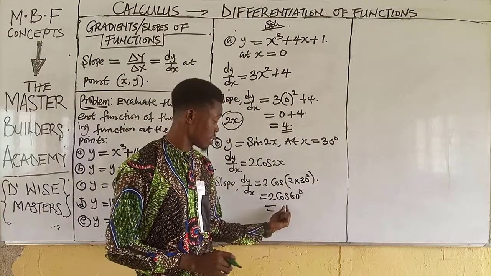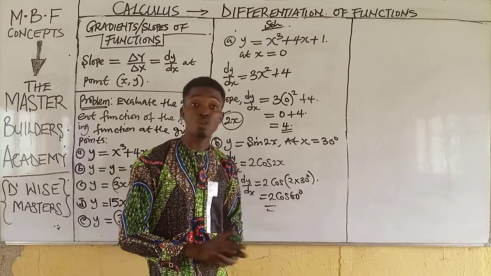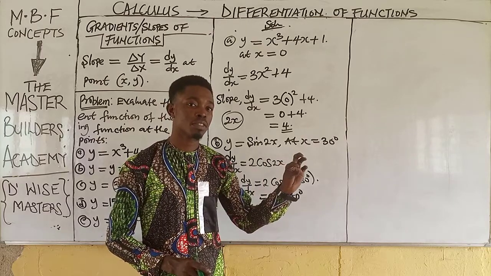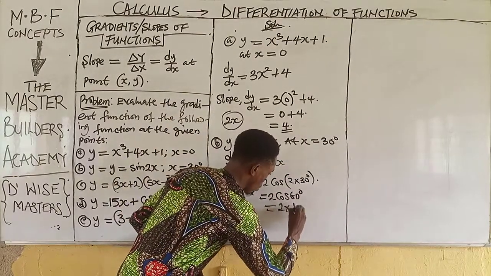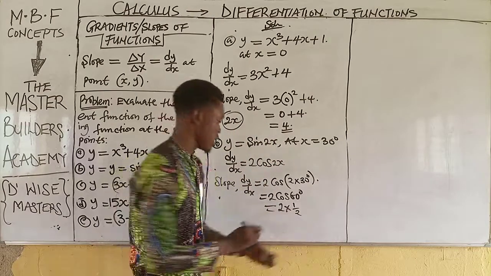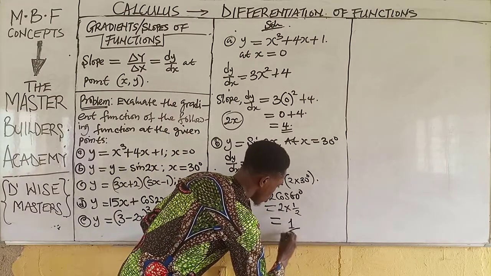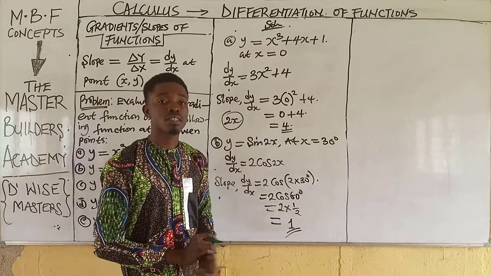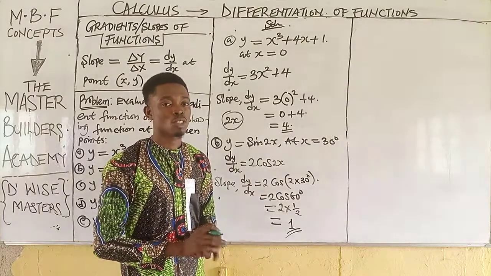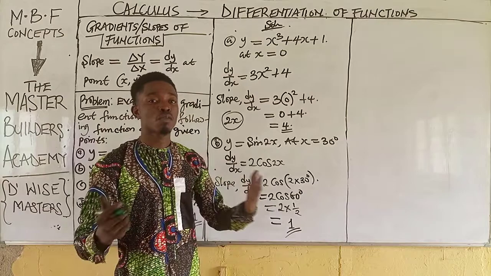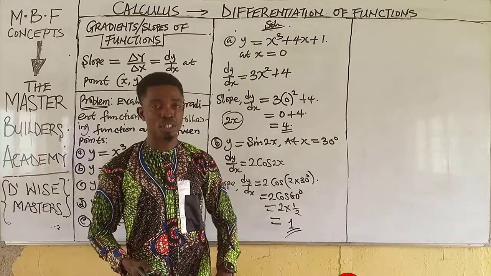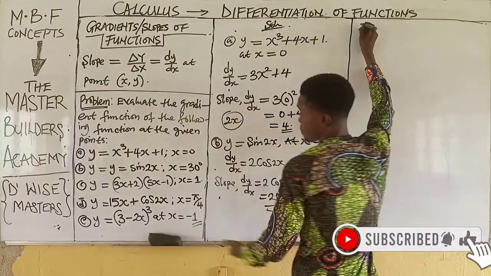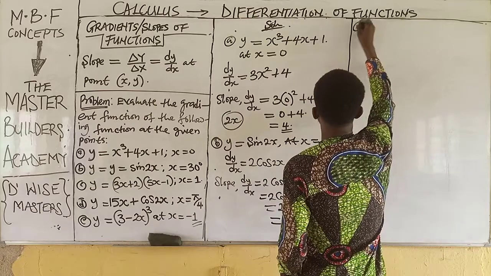Now, don't forget that cos 60 is 1 over 2. You can check that out with your calculator if you are like the doubting Thomas. Now we have this as 2 multiplied by 1 over 2, or simply you can use 0.5, and this will have given us 1. So therefore, guys, the slope to this particular equation is 1, as simple as this. So to obtain the slope of any function, you will have to first of all differentiate the function and then substitute the value of x. That's all.